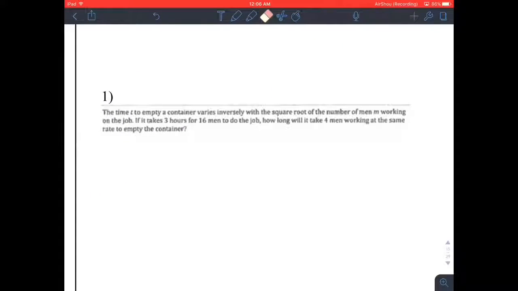The time t to empty a container varies inversely with the square root of the number of men, m, working on the job. So that's saying t times the square root of the number of men. That is our relationship. If it takes 3 hours for 16 men to do the job, so 3 hours, that's the time, times the square root of 16 equals, how long will it take for 4 men working at the same rate?